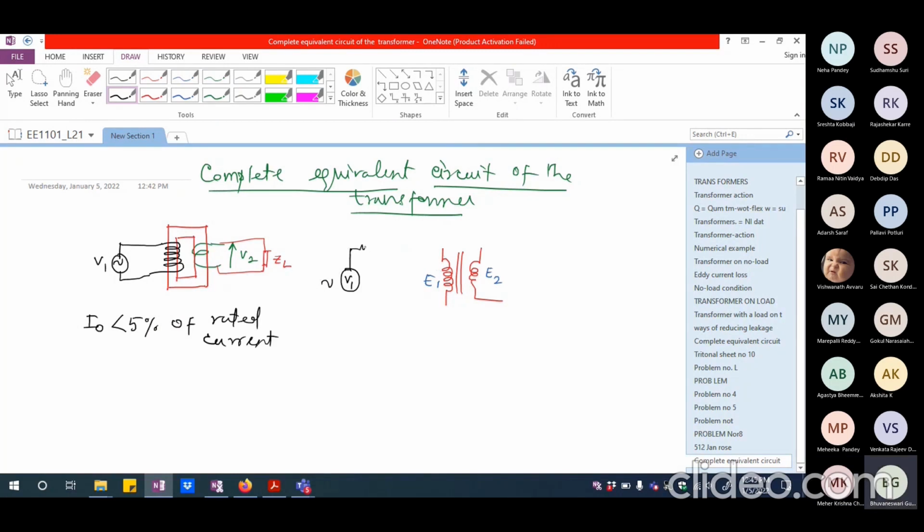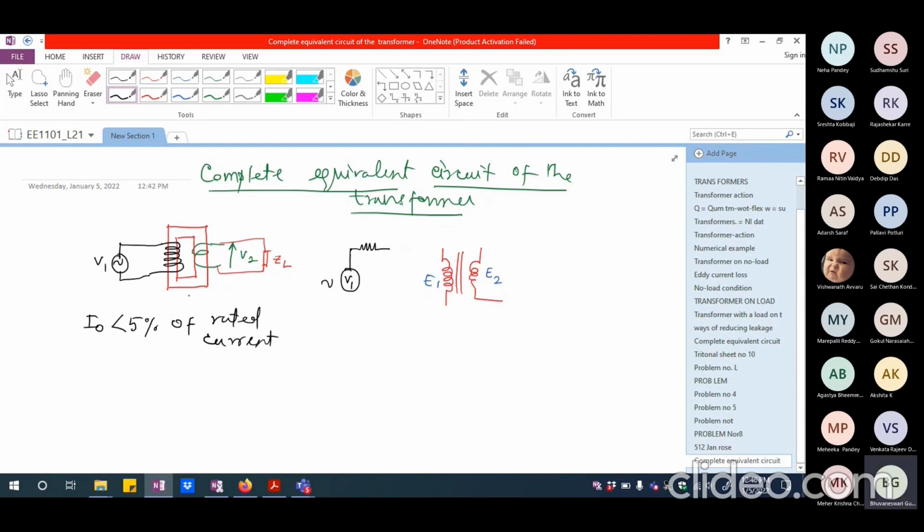However, this winding will have its own resistance. So let me show some resistance here. The resistance drop may be really, really minimal because of two reasons. One is the resistance of the transformer winding itself will be very small because it's a copper winding. And generally, it will be a thick copper winding if I'm talking about a high capacity transformer. Okay. So I'm going to have very, very minimal amount of resistance.